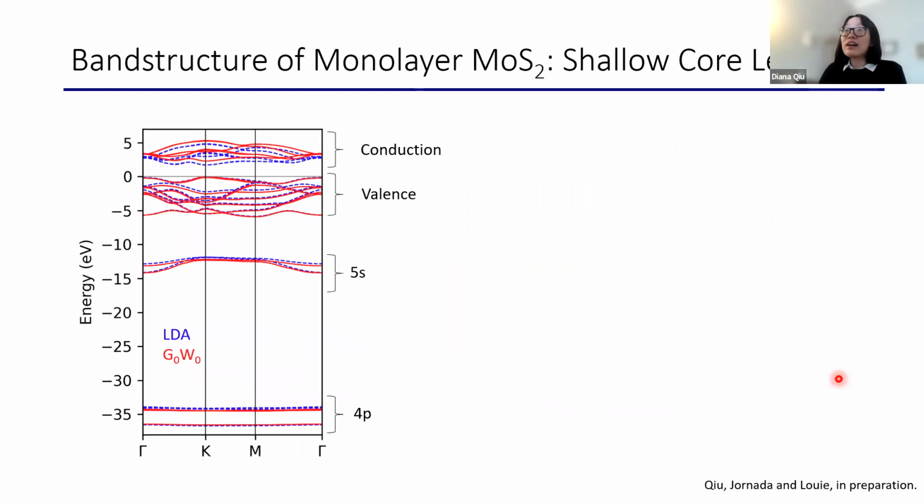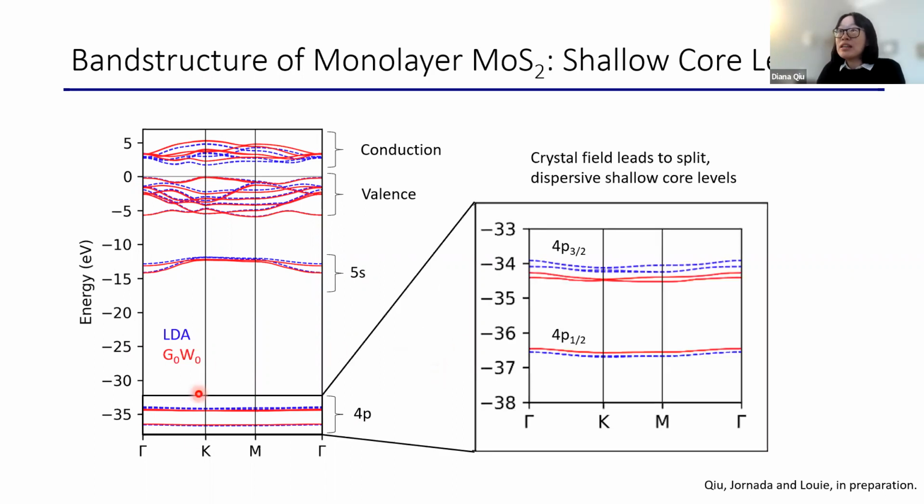To start, let me show you the quasiparticle levels for monolayer MoS2 before digging into the details of the BSE calculation. We're going to be mainly interested in excitations from these semi-core states down here. If you zoom in, you can see there's a set of spin-orbit split 4p 3/2 states and 4p 1/2 states. Since these are semi-core states, they're not completely flat, but fairly dispersive, with a bandwidth and crystal field splitting of about 200 millielectron volts.